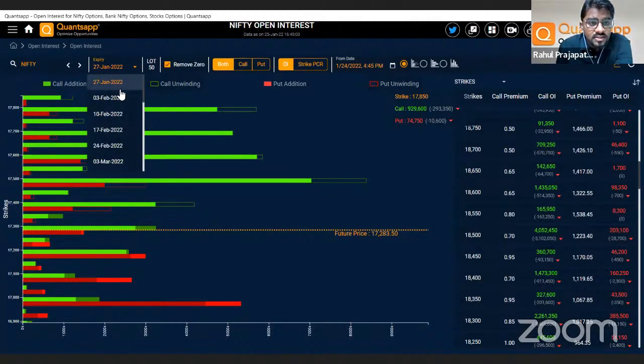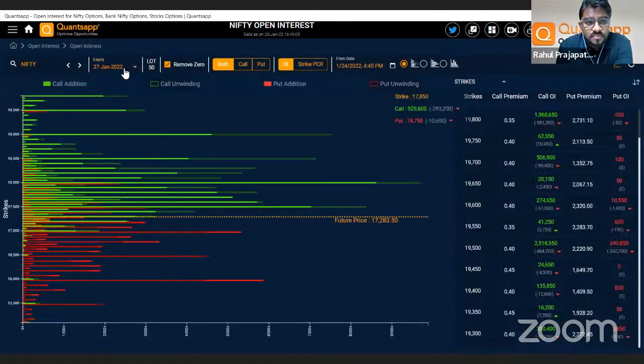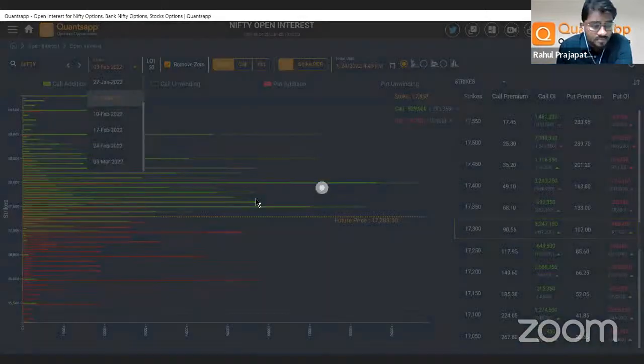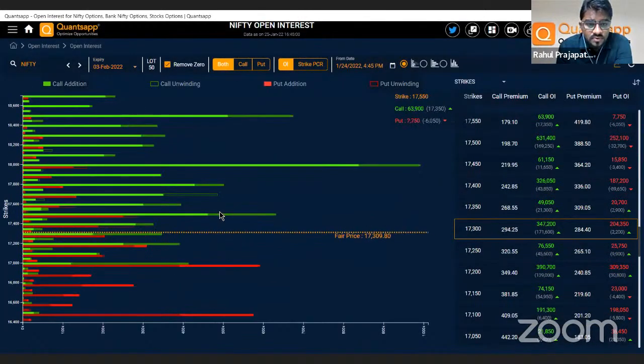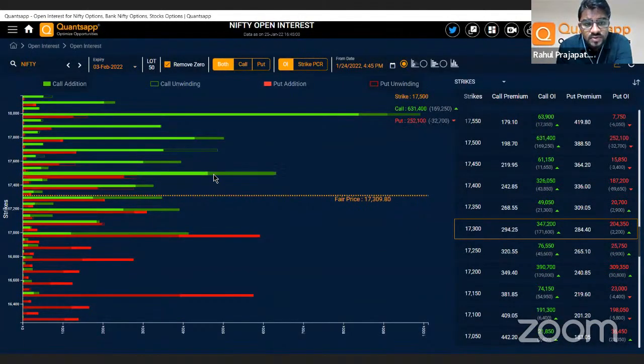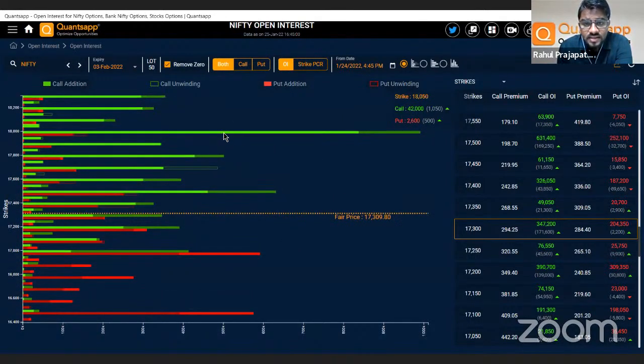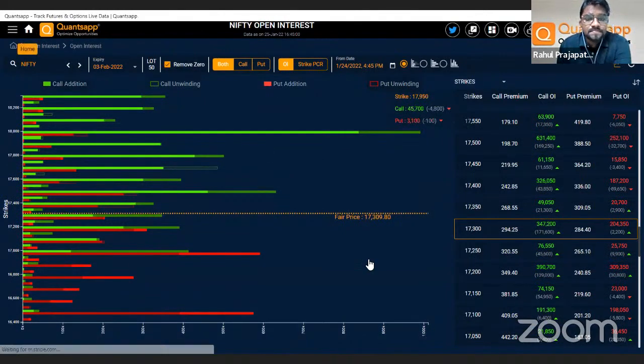Now you can check the next expiry also. Even in this expiry we can see 17,500 will be working as immediate resistance, and 17,000 would be immediate support. So these are the levels, and you can see at 18,000 the most call writing as of now.